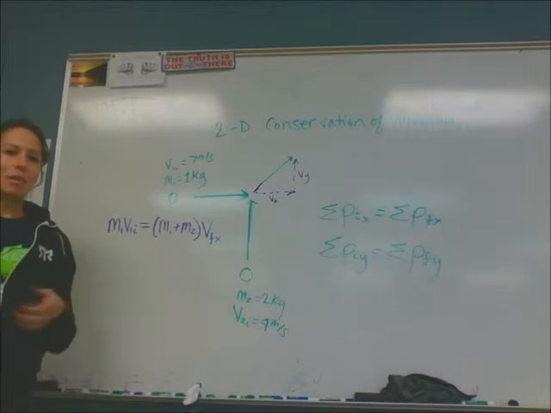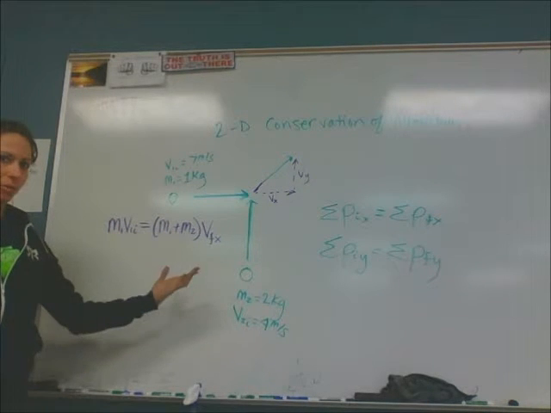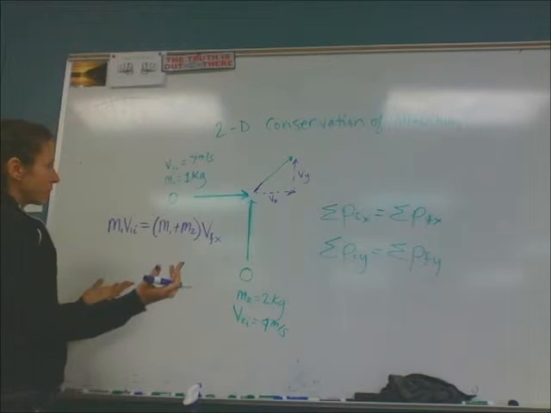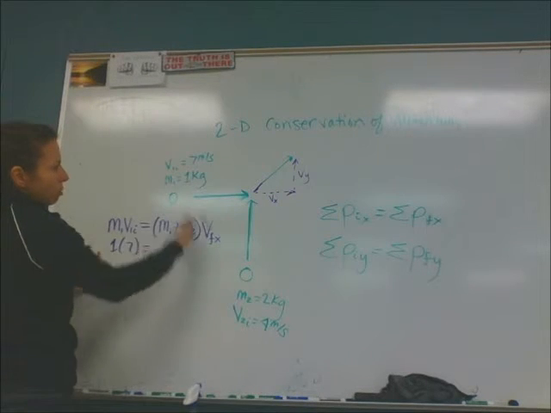Then I can plug in my numbers and I can say, okay, 1 times 7 equals the total mass, which is 3, times my final velocity in the x direction. So the final velocity in the x direction is 7 thirds meters per second.